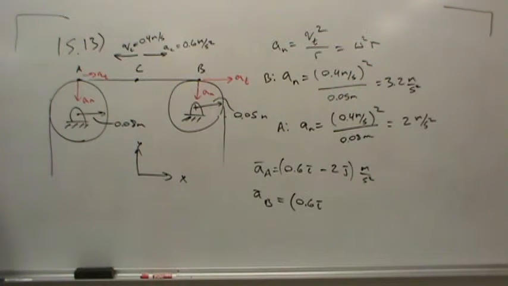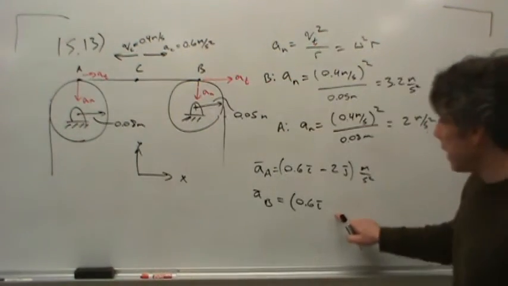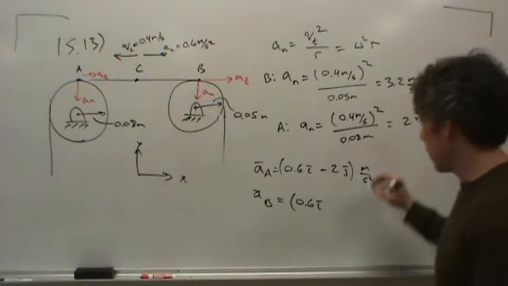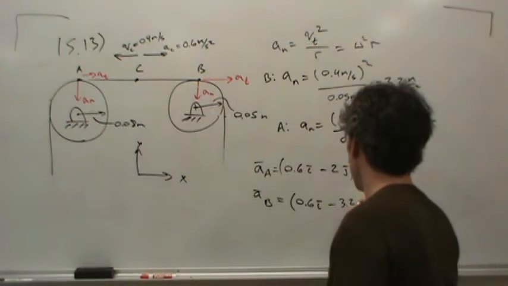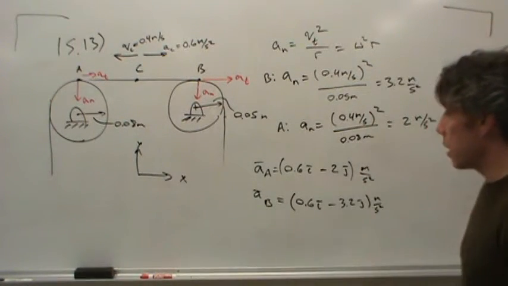These are good. All right. So, you guys help me out. What's the last thing I need to put in here for B? Negative 3.2. Good. So there are the accelerations of A and B.